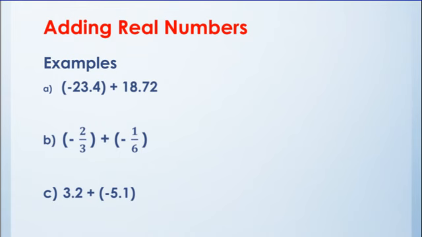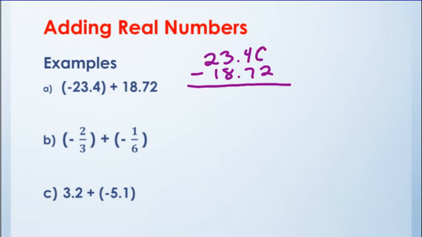-23.4 plus 18.72. The signs are different, so I need to subtract them. So I'm going to do 23.4 minus 18.72. Now I don't have a number here, so I'm going to put the 0 because that's what's there. So make sure you line up the digits. Now I can subtract. I cannot take 2 away from 0, so I need to borrow. Borrow from the 4, I got 3 left over. Now I have 10 ones. So 10 minus 2 is 8.